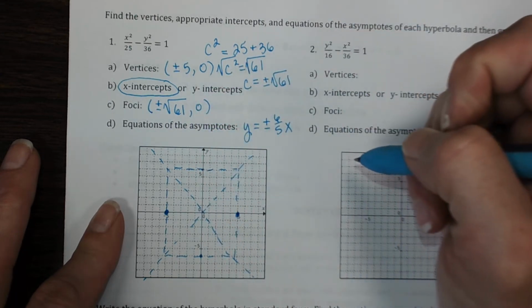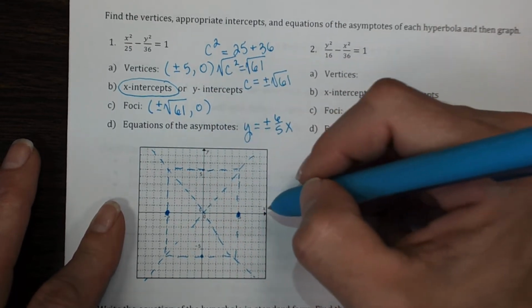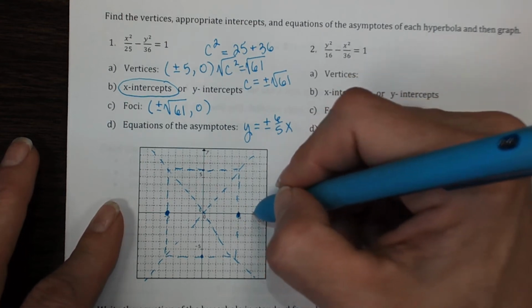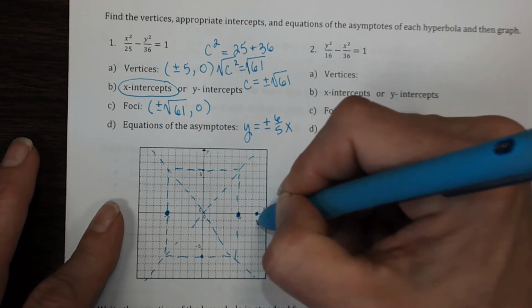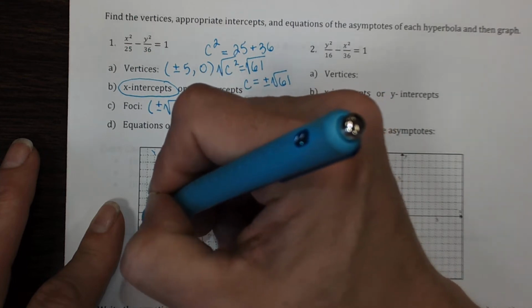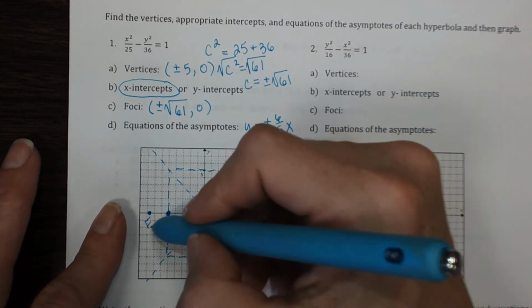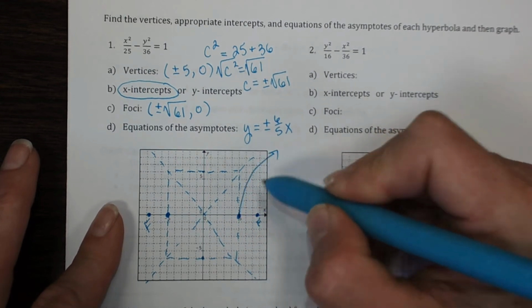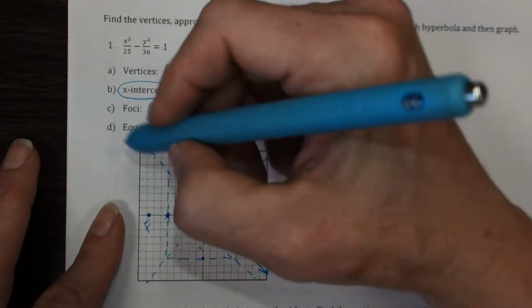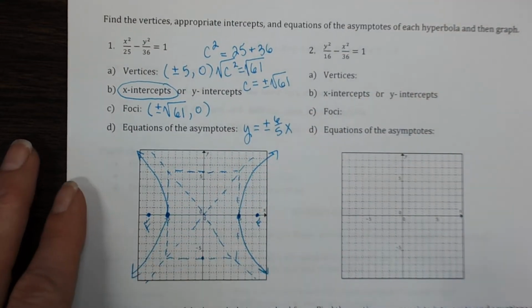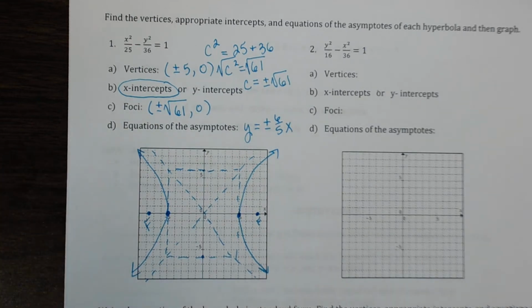And then root 61, it's a little shy of 8, right? Because the square root of 64 is 8. So we're just going to go out 6, 7, and then just put it just a little less than 8. And those are our foci. And then we're going to just use those asymptotes to help us shape the curve of this hyperbola. So it's going to curve out. Looks like little parabolas going to the right and left. Okay, that's all we have for this one.